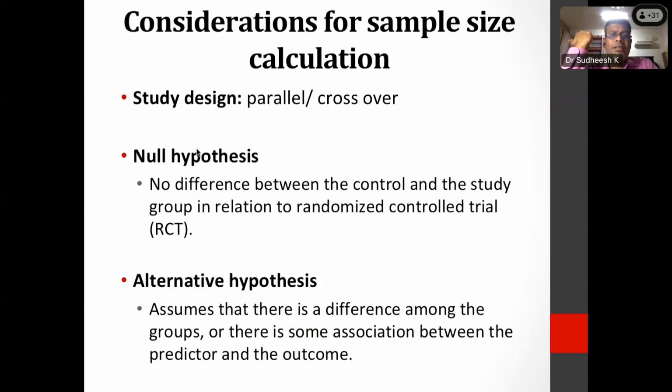So therefore, there are certain ingredients which you have to know before you calculate the sample size. Number one, the study design, whether it is a parallel or crossover. Parallel means group A and group B receive different interventions throughout.